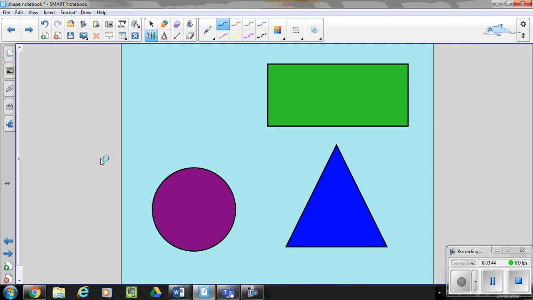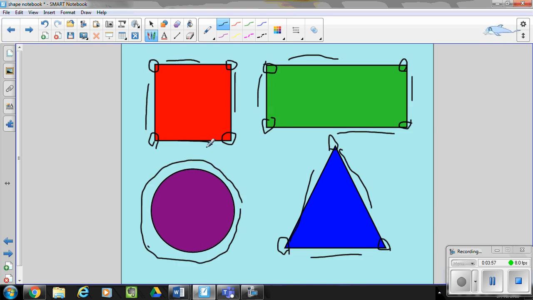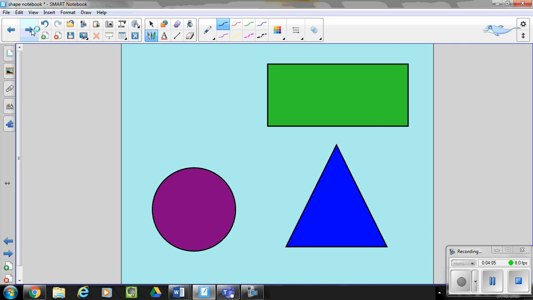So which one has disappeared this time? It is the square. The square. So what can you tell me about the square? Let's have a little look at the square. What can you tell me about the square? It has got 4 sides that are the same length and 4 corners. Ready for the next one?